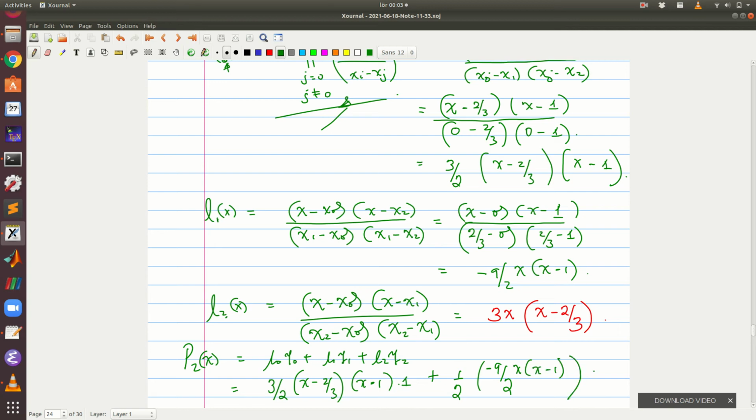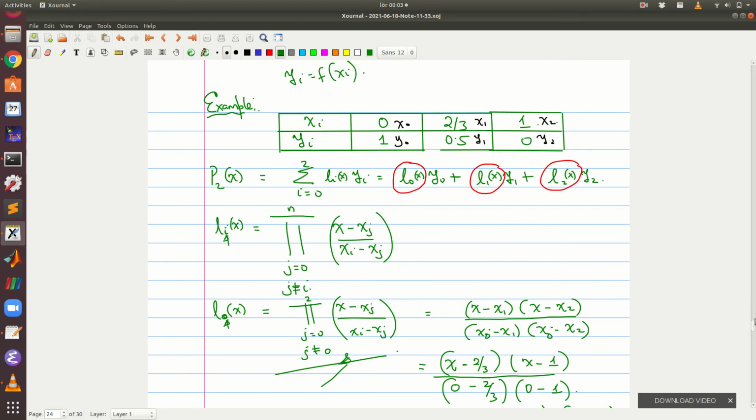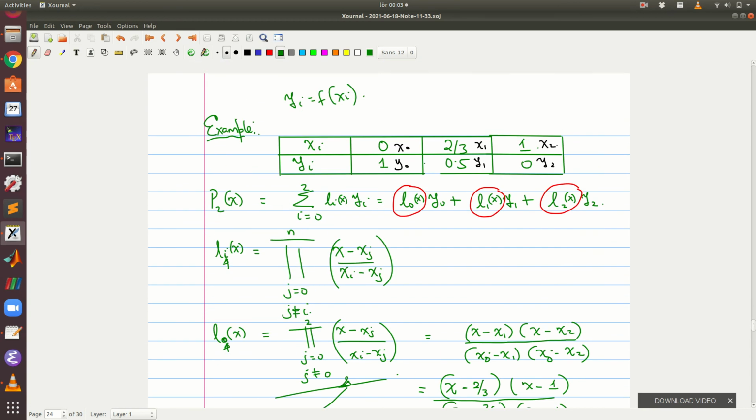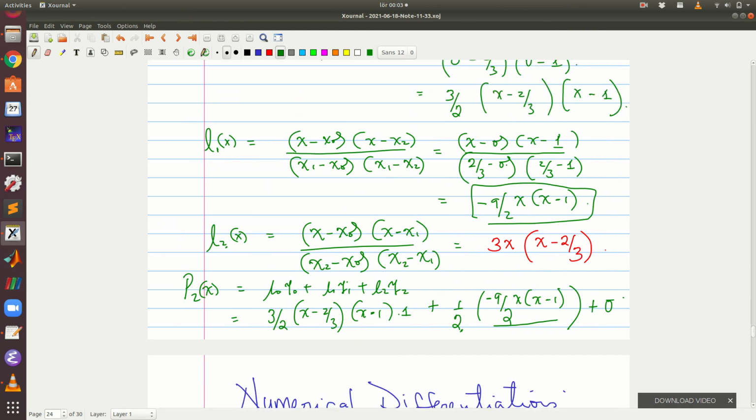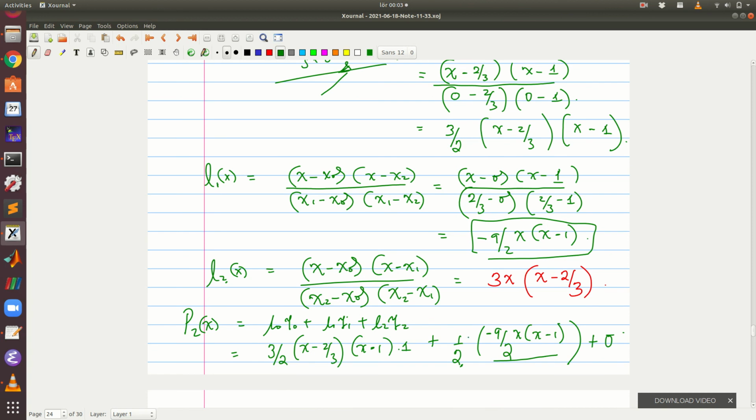Okay, and then the other value is a 0, so this is the L1, which is this one here, negative 9 out of 2x into x minus 1. Then this 1/2, is that the value of y1? Let's see, y1, yes, y1 is 0.5, which is this 1/2 here. So that is how we can use Lagrangian. Okay, of course this is not the end here, but I've run out of space.